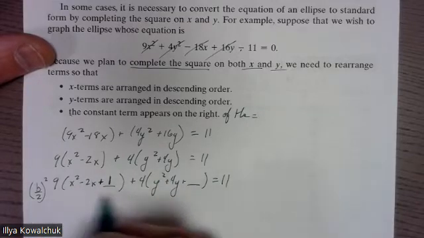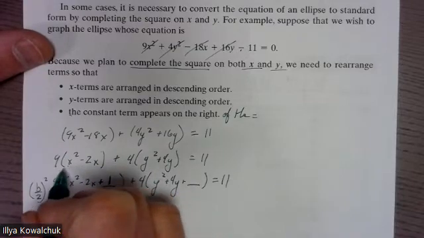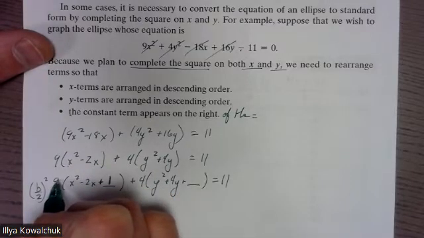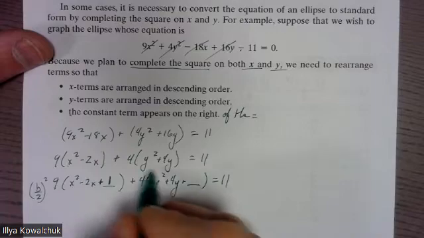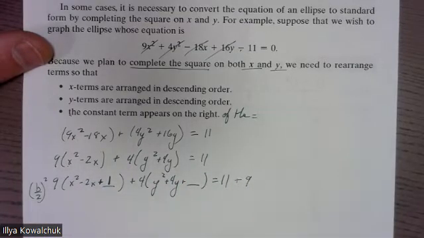Now, we have to keep our whole equation balanced on the left and the right side. In this case, we added 1, which is going to be multiplied by this 9. So that means we're adding 9 to this side of the equation, which means we also have to add 9 to the right side of the equation so that it's balanced.